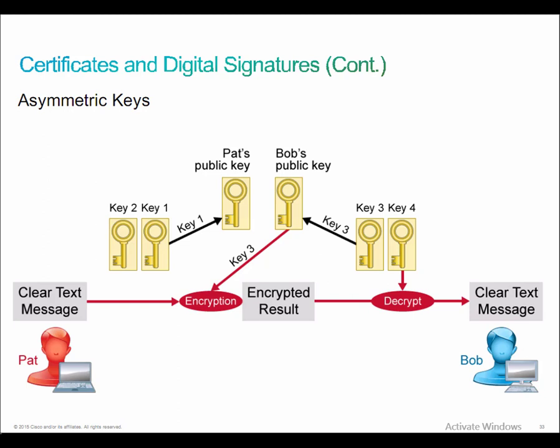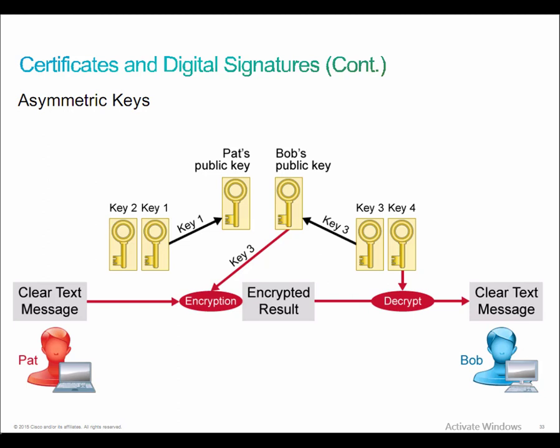That's given over to Pat. Pat uses key 3 to encrypt the message because he knows that Bob, who's the only one that has key 4, is going to be the only person that can actually decrypt what he encrypts with key 3. Bob doesn't give away key 4, which is his private key.